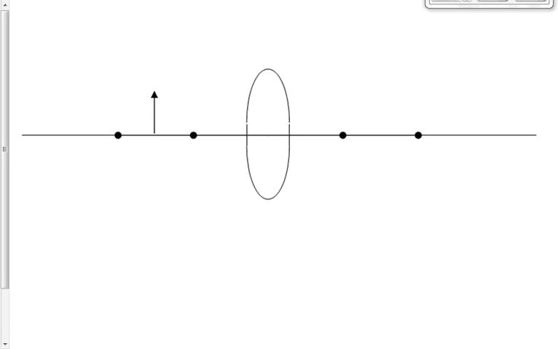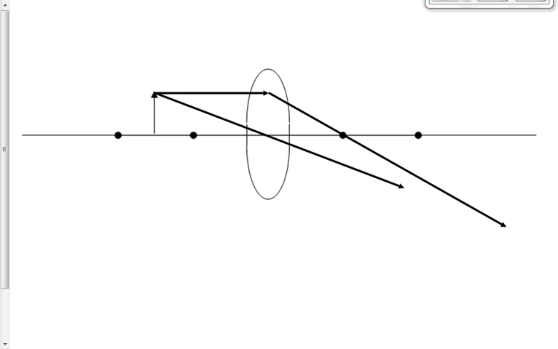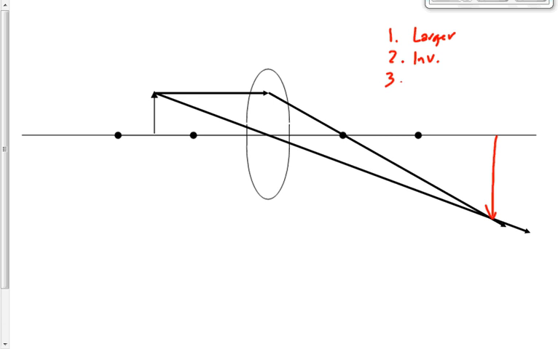Next one. This is a good one to go over here because there are a lot of real-life practical applications to this one. First ray, parallel to the principal axis, down through the focal point. Second ray, down through the optical center. Produces an image way over here where these two lines intersect. Number one, that image is clearly larger or bigger. Two, it's inverted. And three, it's real.